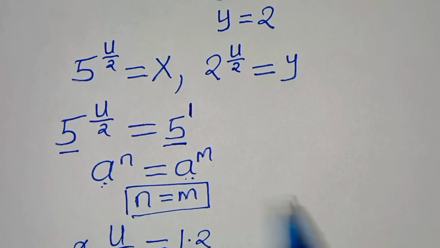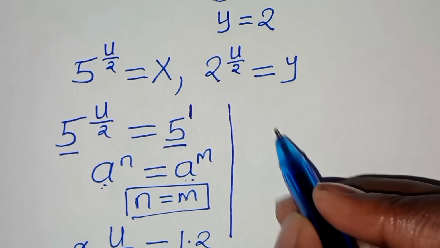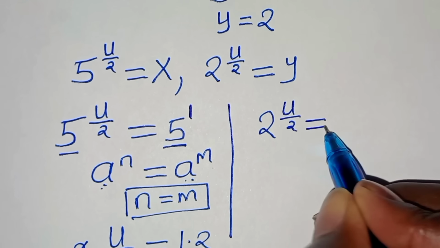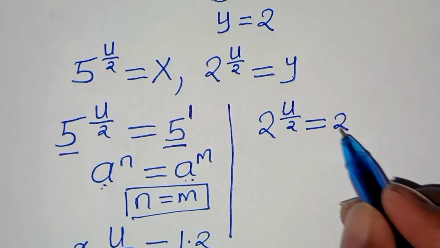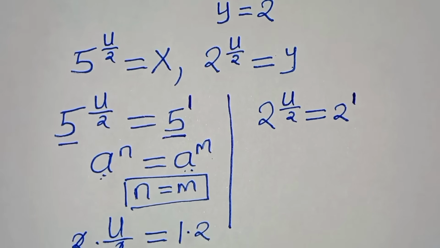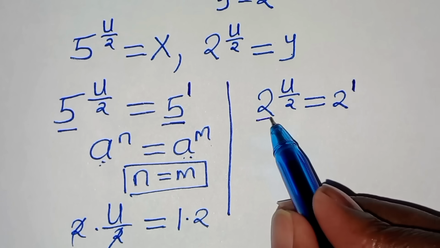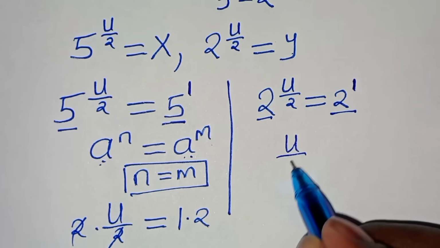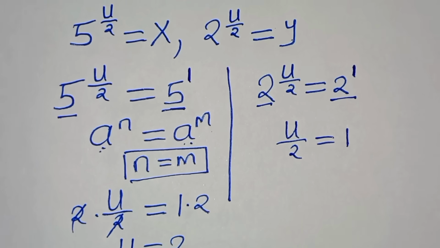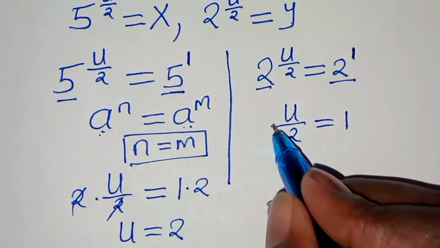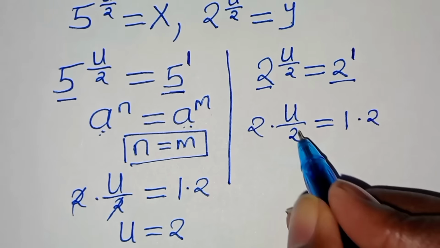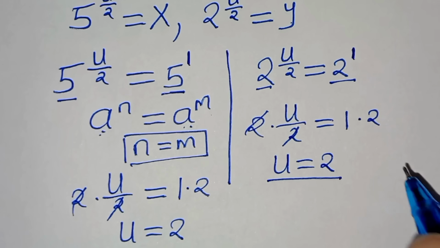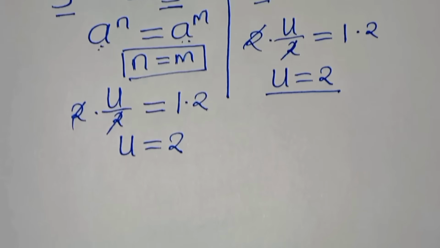Now, if we check here, we have 2 raised to the power of u over 2 equal to y, which is 2. Remember, 2 is raised to the power of 1. Again, since the bases are common, applying this property, we have u over 2 equal to 1. If you multiply both sides by 2, then u is equal to 2. We have the value of u as 2.